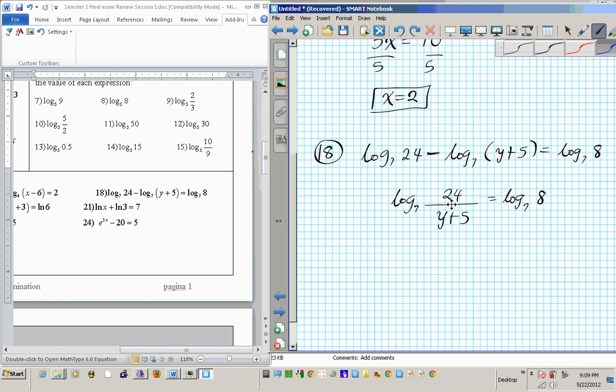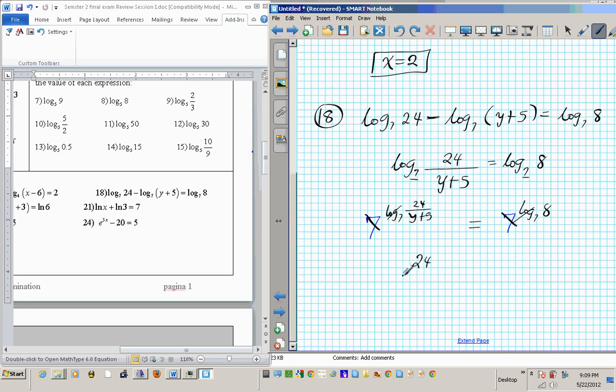Since exponents are the opposite of logs, I'm going to put a big 7 here and a big 7 here, and both sides will get exponentiated using 7 as the base. So I'll have 7 to the log base 7 of 24 over y plus 5 equals 7 to the log base 7 of 8. I just exponentiated both sides using 7 as the base because I have a 7 here and a 7 here as a common base. Since exponents and logs are opposites, these two cancel out, and these two cancel out. And you'll be left with 24 over y plus 5 equals 8.